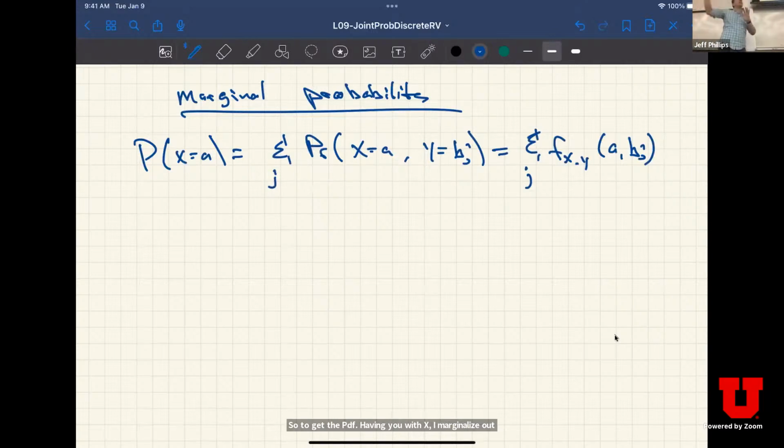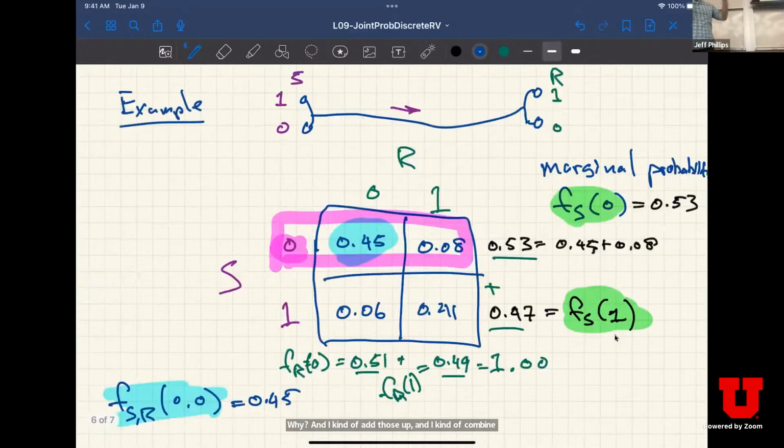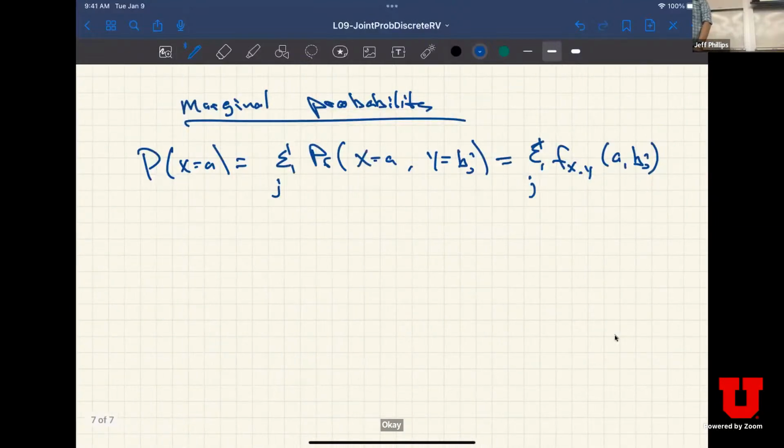So to get the PDF having to do with x, I marginalize out y. I look at all possible values of y, and I add those up and combine those. I can also see that as pushing them into the margin of the columns or of the rows in order to do this as well.